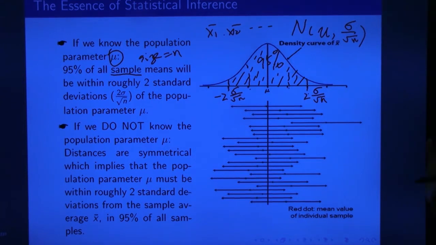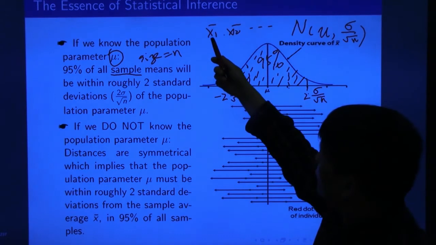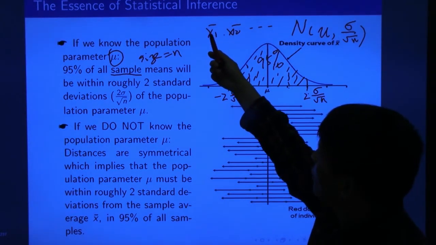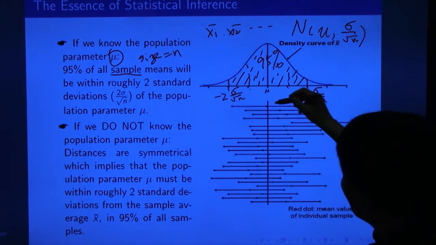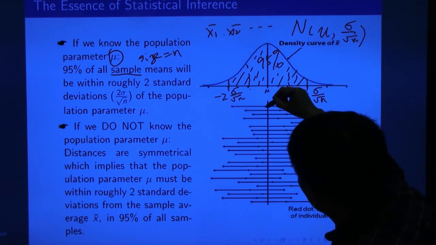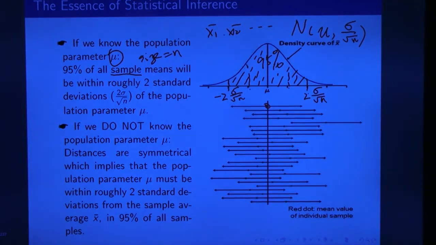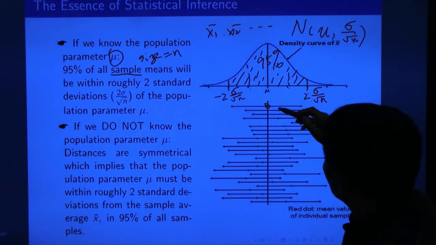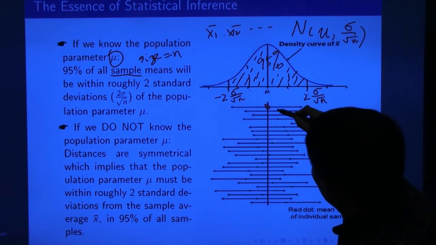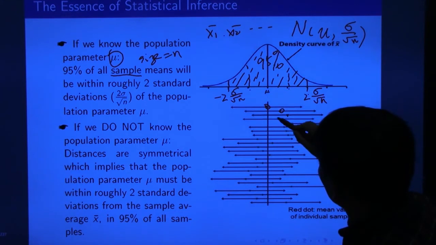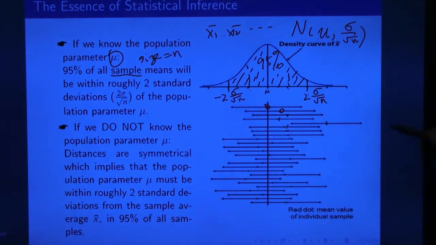And if we choose the first sample, and we say the mean of the first sample equals x1 bar, the mean may be at this point. Suppose the first mean is here, and the second one may be here, and the next one is here, next one is here, next one is here, and all these red dots will be the means of the samples.